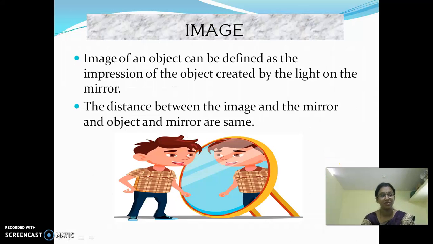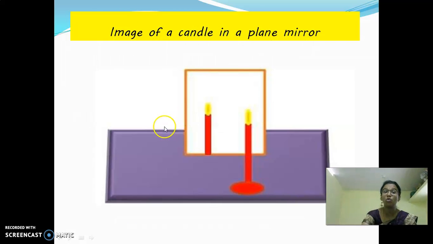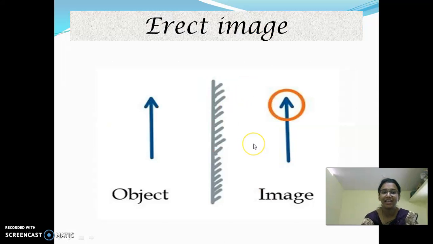And then image. The image of an object can be defined as the impression created by the light. As I said already, the distance between the image and mirror and between the object and mirror are equal. If the object moves back, the image also moves back. Next, we see the image of a candle in a plane mirror.